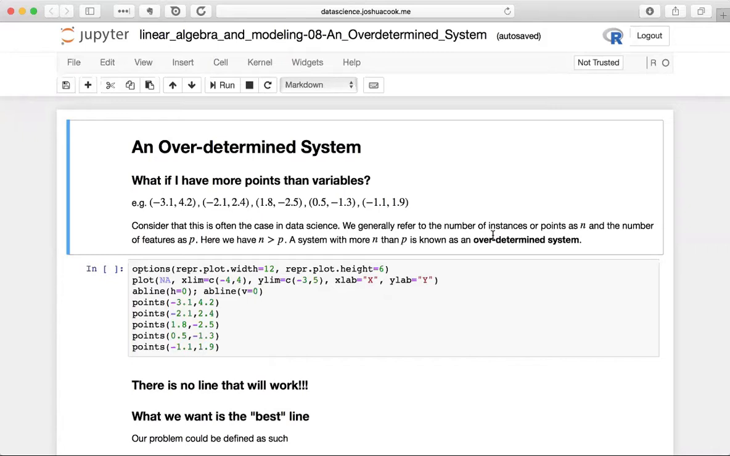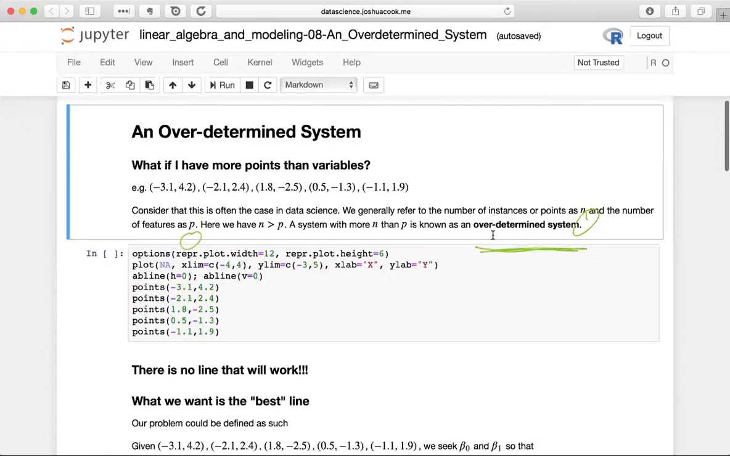For example, here I have 5 points in 2 variables each, so 5 vectors of length 2, and I want a line that's going to fit all of those points. You should consider that this is often the case in data science. We will most often have more instances than features. So if we call our instances n and our features p, we are generally going to have n greater than p. And when n is greater than p, we call this an overdetermined system.